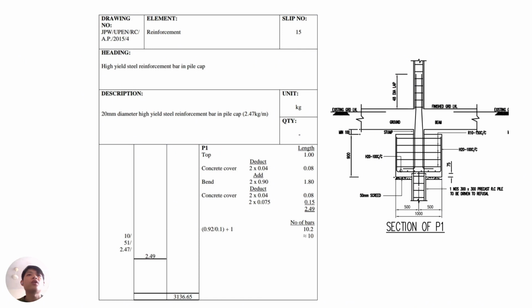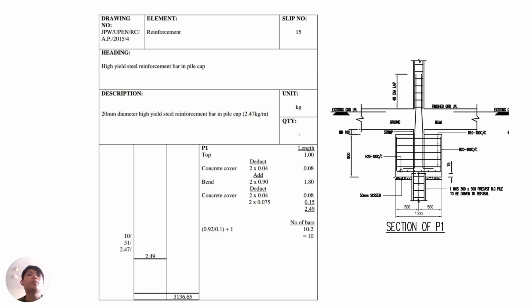The 0.92 over here we can find from the length of the top, which is 1 meter, minus 2 times the concrete cover 0.04, which is 0.08. So we get 0.92 divided by 0.1. The 0.1 stands for the H20 100 C per C that is given on the right hand side of the figure, and plus 1. After calculating, the number of bars is rounded off to 10.